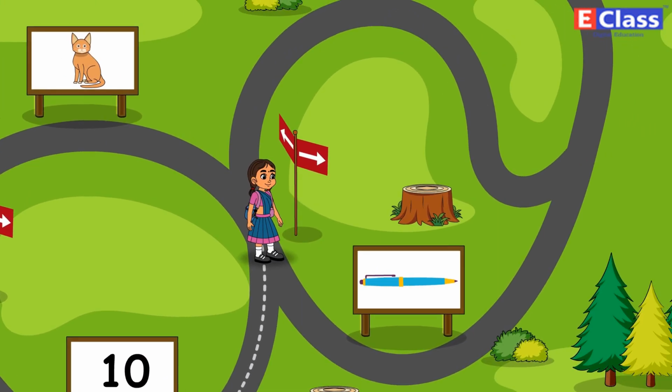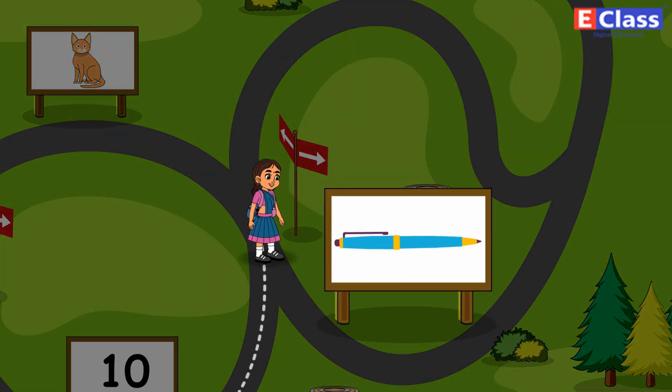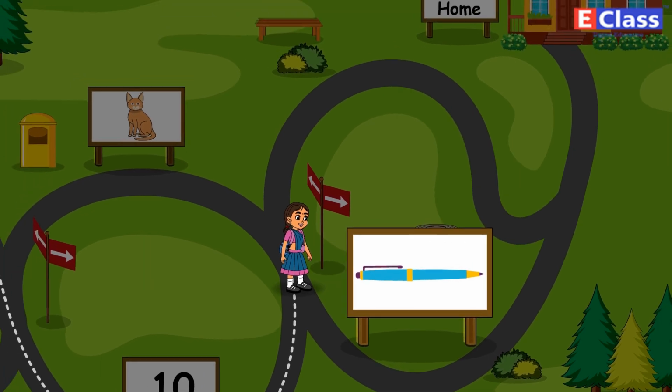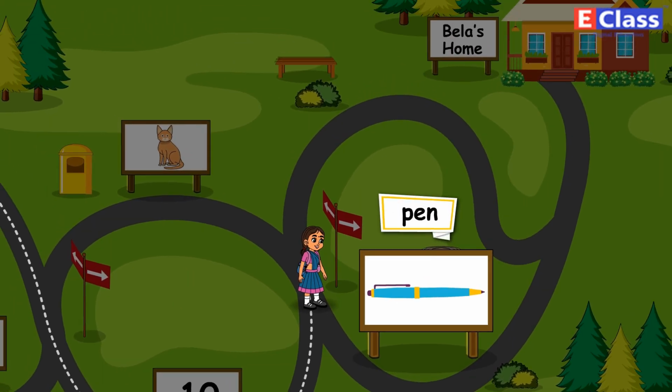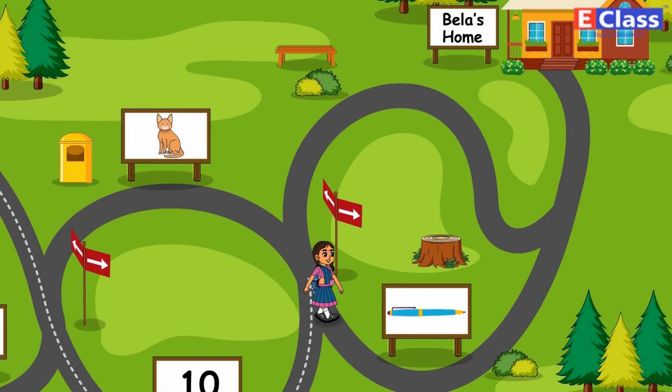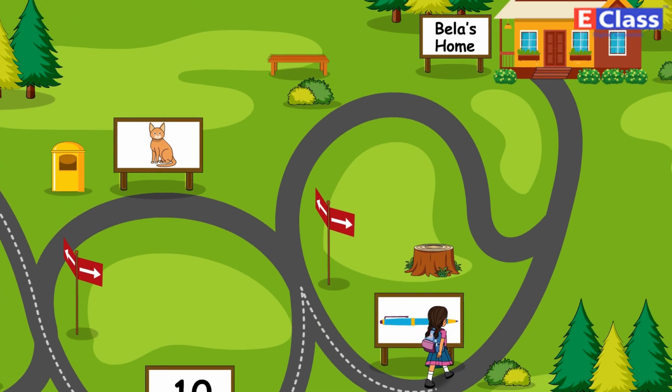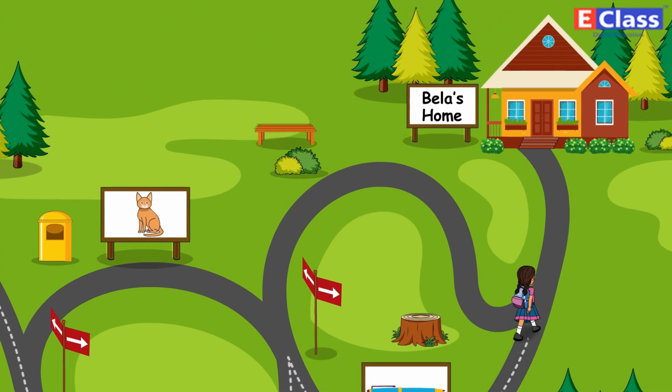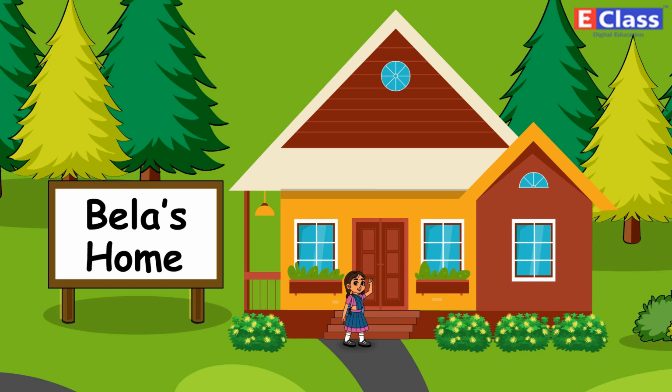It looks like her home is nearby. Oh yes, that is the picture of a pen. Bela's home is just behind it. But wait, does the word pen have the E sound? Yes, it does. Look, I see Bela's house. We made it. Hooray! Bela is home and she is super happy.